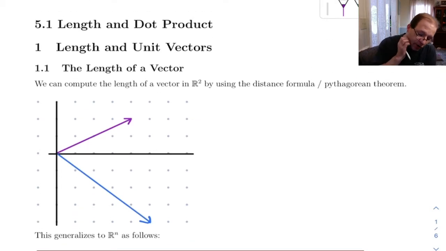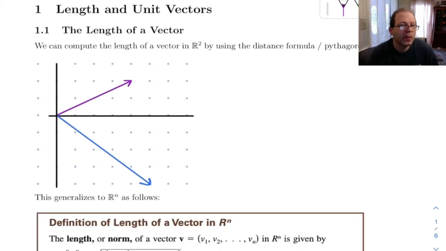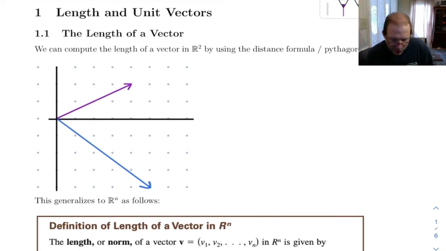In 5.1, we're looking at length and dot product. So first up, let's look at the length of a vector and how to find a unit vector. So let's see, the length of a vector. I've got two examples here. Let's call this purple one U and the blue one V.